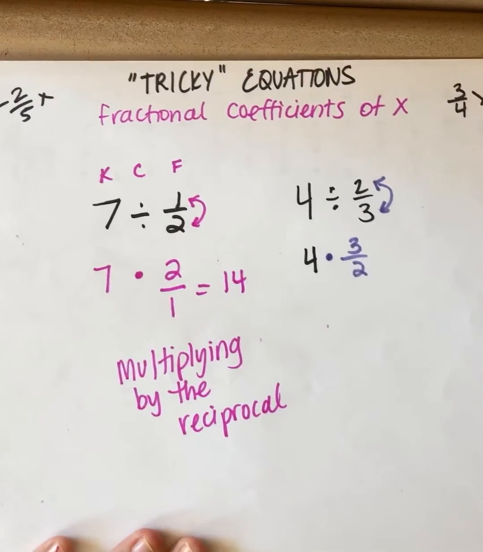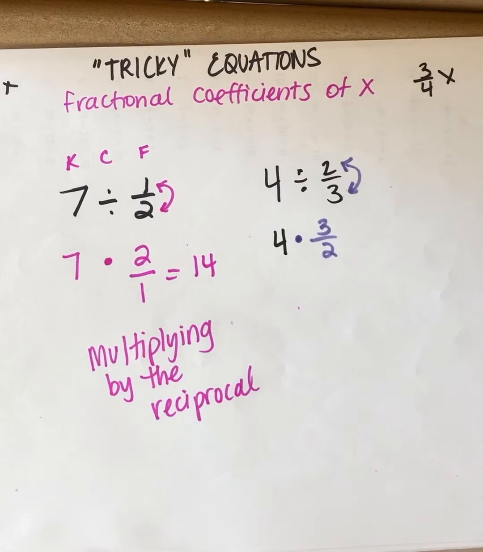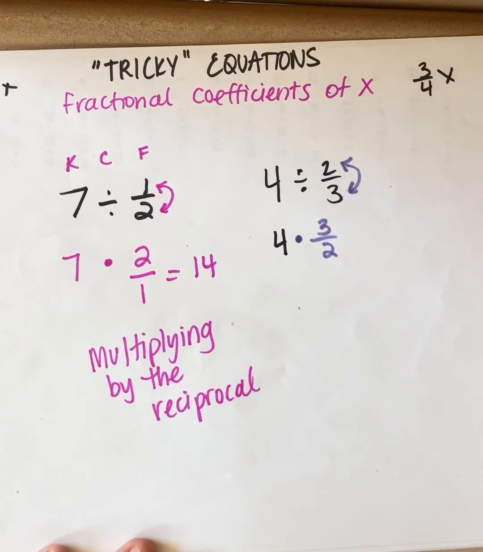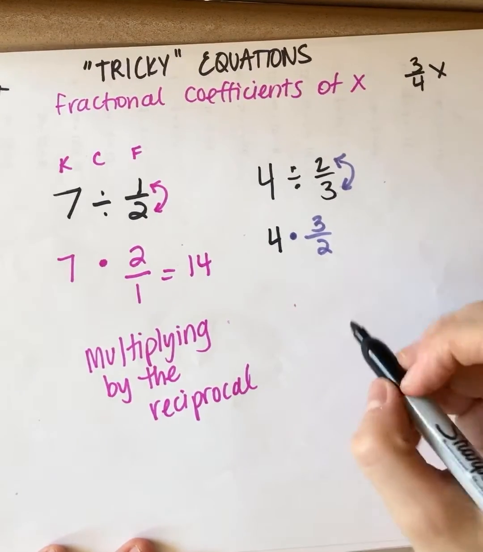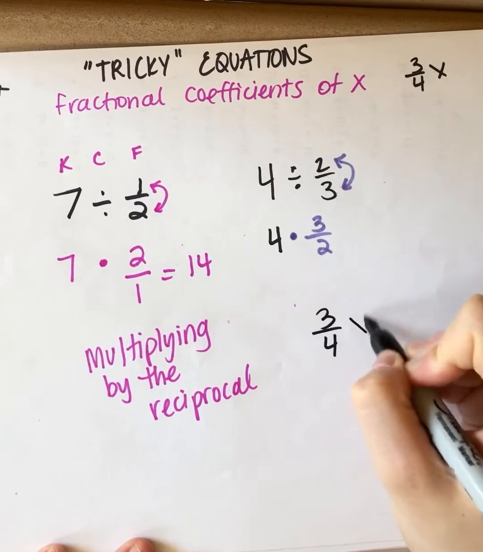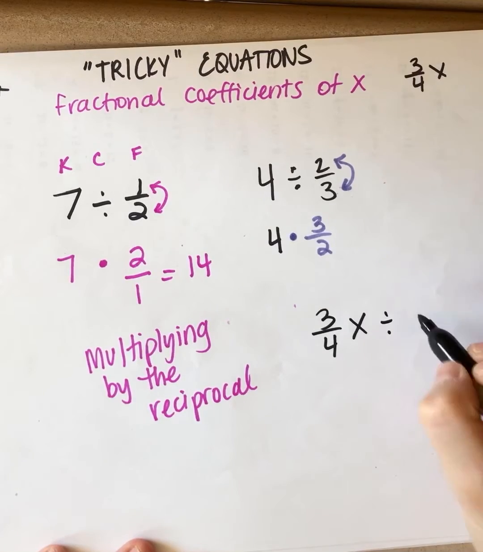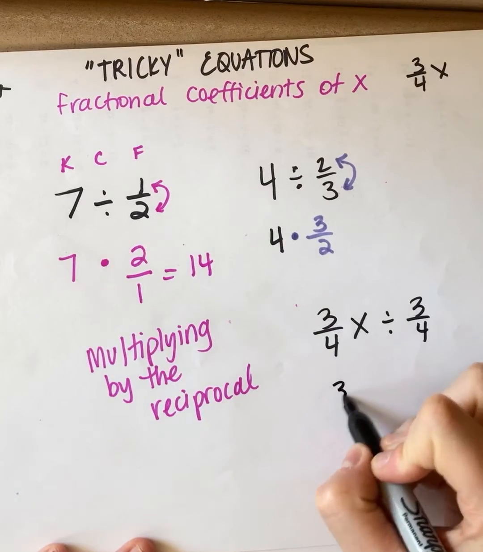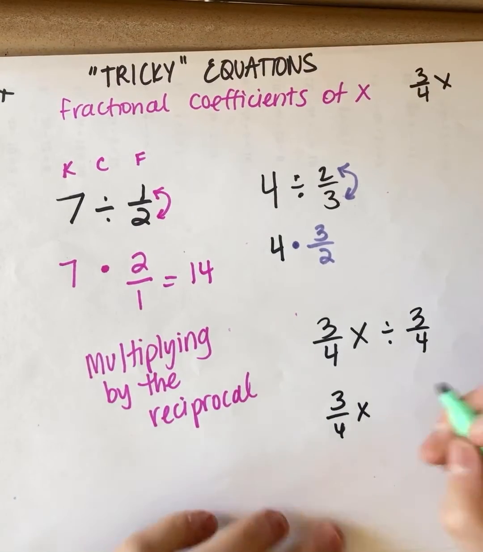Well, in our work today, we're going to be coming up with fractional coefficients of x. So what's going to happen is that we're going to need to take some term and end up dividing it by a fraction. So if my coefficient of x was 3/4 of x, at some point I would have to divide through by 3/4. But I don't want us to think about this as dividing by 3/4. I want to think about this as multiplying by that reciprocal.